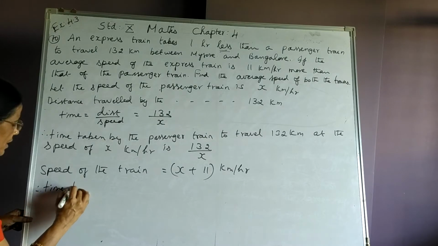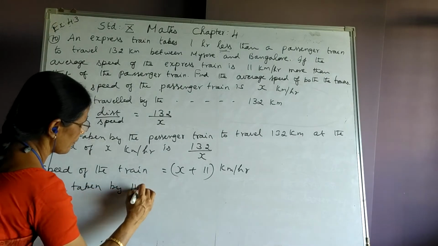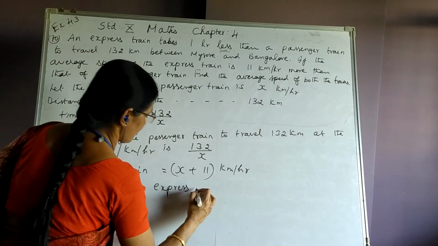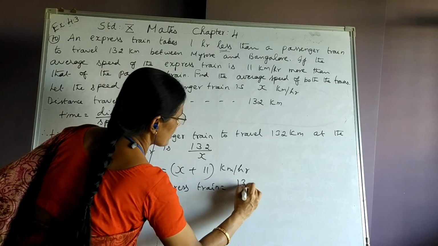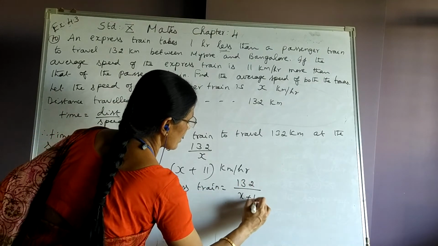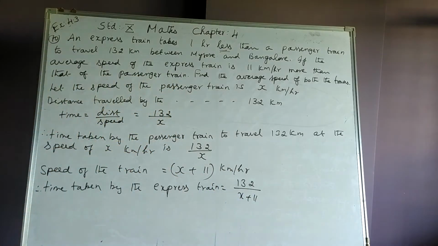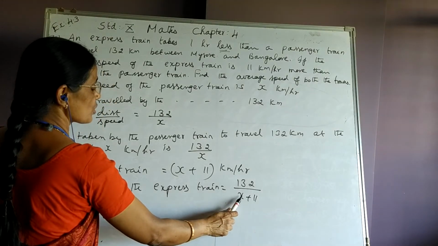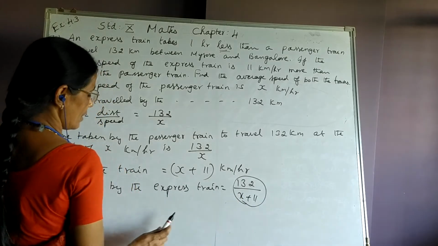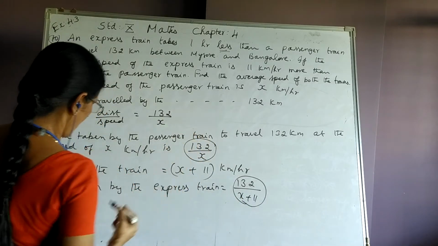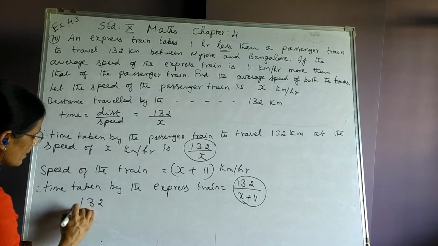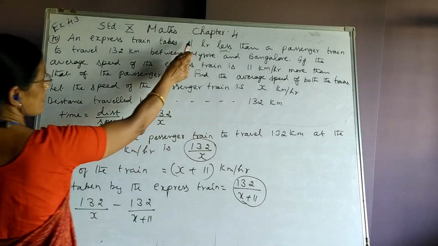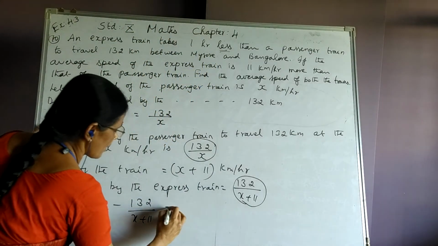Therefore, time taken by the express train also covers the same distance. Therefore, the distance is 132 and the speed is what? X plus 11. Right? Yes. Where more time is taken, here it goes faster. Therefore, express train takes less time and the passenger train takes more time. Therefore, according to the data, 132 upon x minus 132 upon x plus 11. What is the time taken given? It is 1 hour.